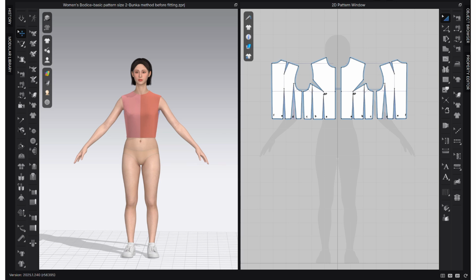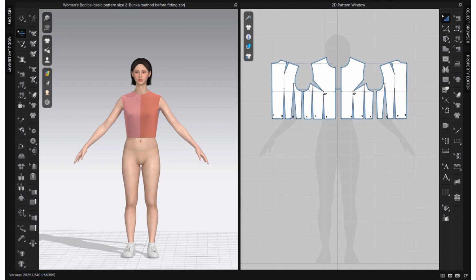Welcome back. Today I'm starting a brand new series where we explore the Bunka pattern making method, a precise and beautifully structured drafting system that is taught internationally and valued for its clean and logical approach to creating patterns. The Bunka method is a Japanese pattern making system known for its precision and elegant shaping.